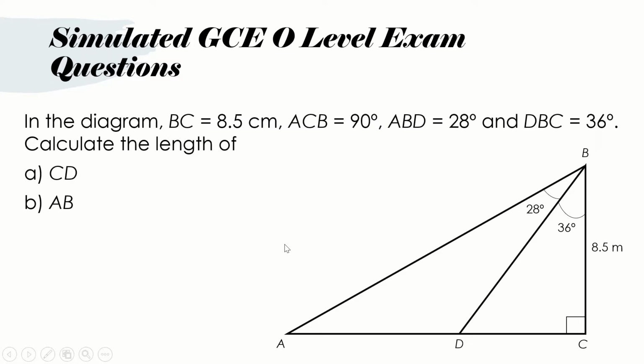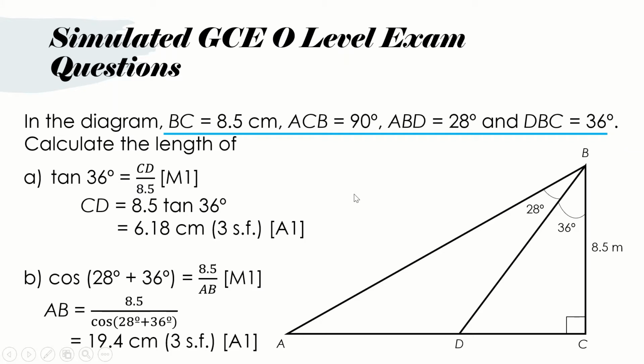Okay, this is a simulated GCE O-level exam question. BC is 88.5 centimeters, ACB is 90 degrees, angle ABD is equal to 28 degrees, and angle DBC is equal to 36 degrees. We're going to find the length of CD and AB. So part A, tangent 36 degrees equals CD out of 88.5. So CD will be 6.18 centimeters, correct to 3 significant figures.